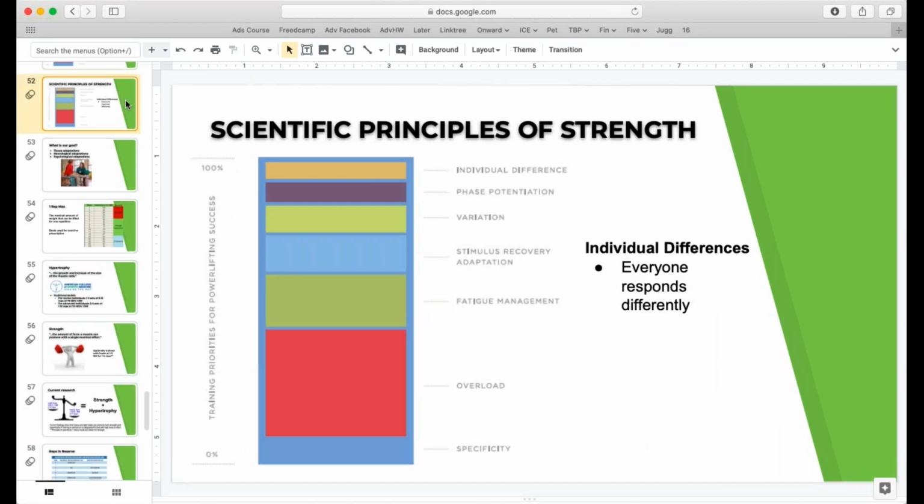So if we go back to this graph here, there's another scientific principle of strength, and that is phase potentiation, which basically means that as we train one fitness variable, it can give us better potential to improve other fitness variables. So for instance, if we do a hypertrophy block and you make a muscle bigger, it now has the potential to be a stronger muscle.